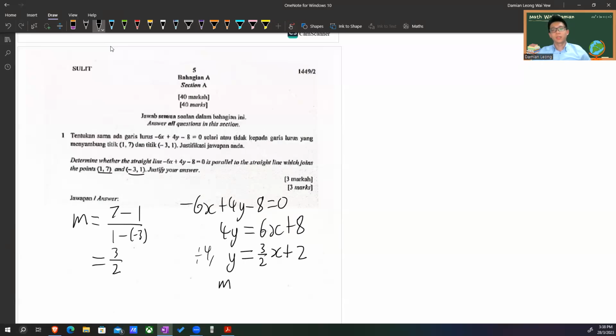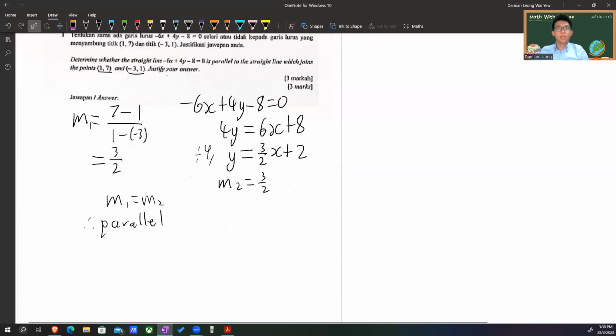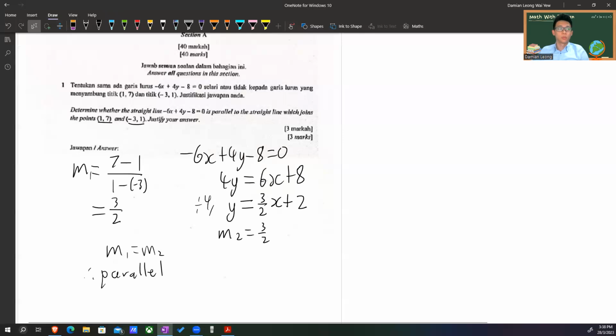So the gradient here is 3 over 2. Let's call these M1 and M2. The gradient is the same, which means parallel. As long as they have the same gradient, that shows that it's parallel.